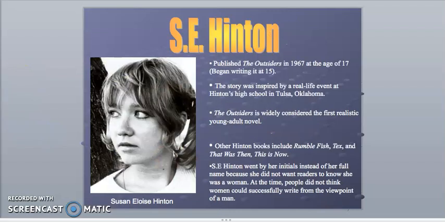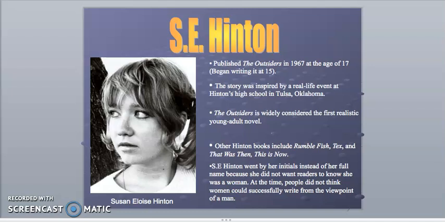So we'll start with our author, who is S.E. Hinton. Her name is actually Susan Eloise Hinton, but she went by S.E. She published The Outsiders in 1967 when she was 17 years old. She began writing it at 15, so when she was not that much older than most of you guys are.